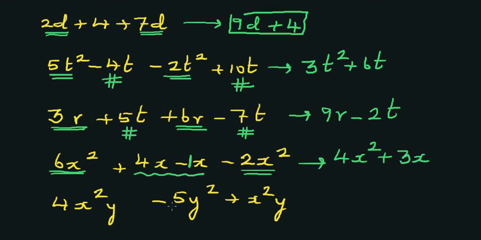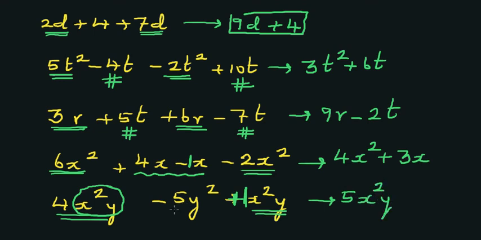And here, this and this are like terms. So this is 1 lot of x squared y. So this is 4 lots of x squared y plus 1 lot of x squared y is 5 lots of x squared y. And this doesn't have a like term, so this will remain as it is, minus 5y squared.